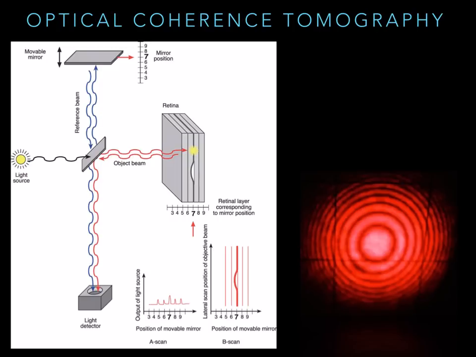You can see down at the bottom there are 2 little charts. The one on the left says position of movable mirror on its x-axis, and the y-axis has output of light source. When they both hit, they get this little spike. If you have some light coming back at the same time from somewhere closer, while the mirror position is still at 7 and you're looking at the RPE at 7, if you have something come back at 5 or 6, it's going to come back at a lot lower amplitude.